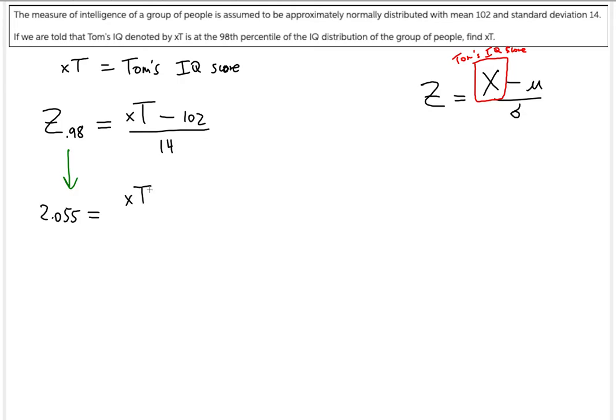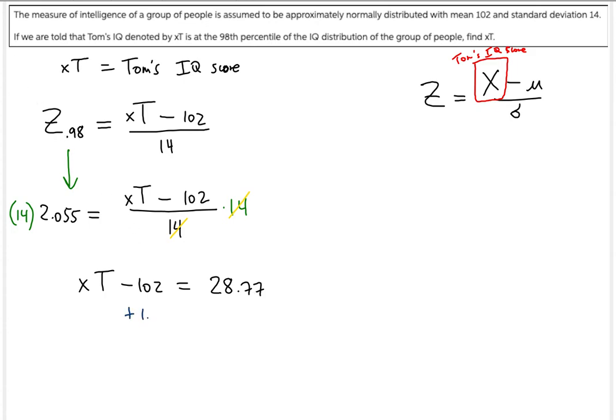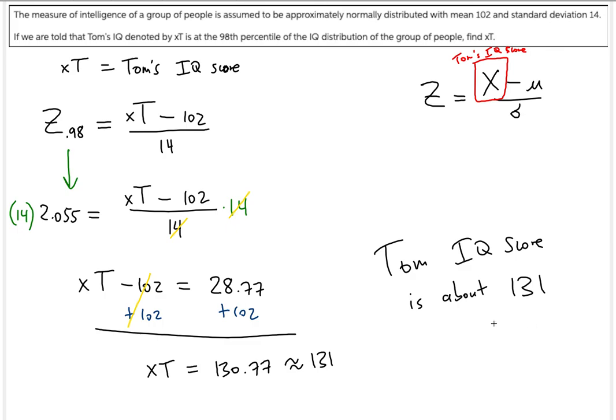That's equal to the unknown that we're trying to solve for, minus the mean, over the standard deviation. Of course, this is just simple algebra. Multiply both sides by 14. That will eliminate the 14s on the right side. And I will just switch sides of the equation using the symmetric property of equality. So xt minus 102 is equal to 14 times 2.055. This product is equal to 28.77. And now finally, all you have to do is add 102 to both sides, and then you will have the final answer: 131.5.